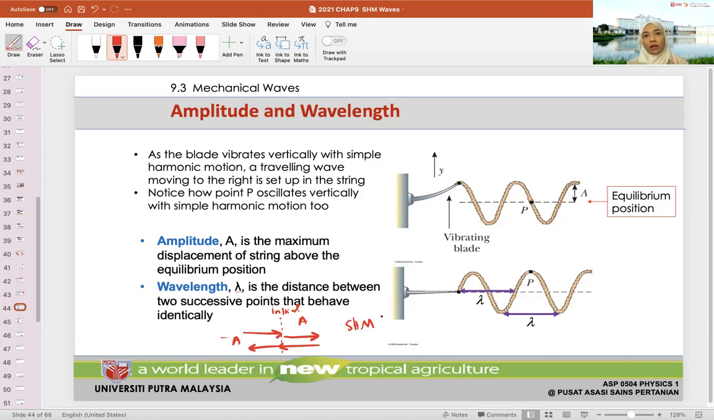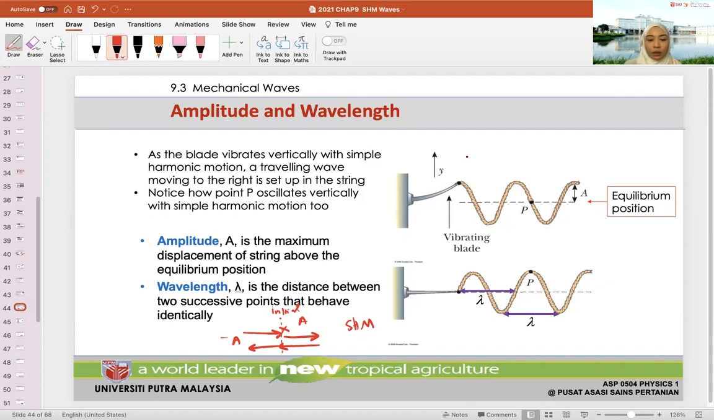I told you, you had to have four amplitudes. You had to complete four amplitudes, right? So the length that you have to go from the initial point, travel, and then go back to your initial point, that is one cycle. That is one period for your simple harmonic motion. We talked about this yesterday. Hopefully you still remember. So how does this relate to the wave? The wave also has a cycle. It also has a period.